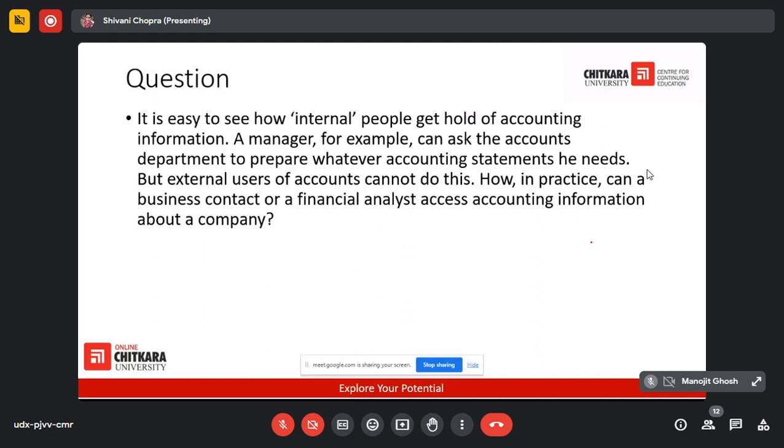Is the financial information or accounting information available to a financial analyst or a business contact who is willing to look at the business information? Is it available to them? Yes or no? So whatever financial accounts or accounting information is prepared by the company, it must be available to the financial analyst and it must be disclosed according to the rules and regulations. The audited financial statements must be published by the company so that the general public can access that information.